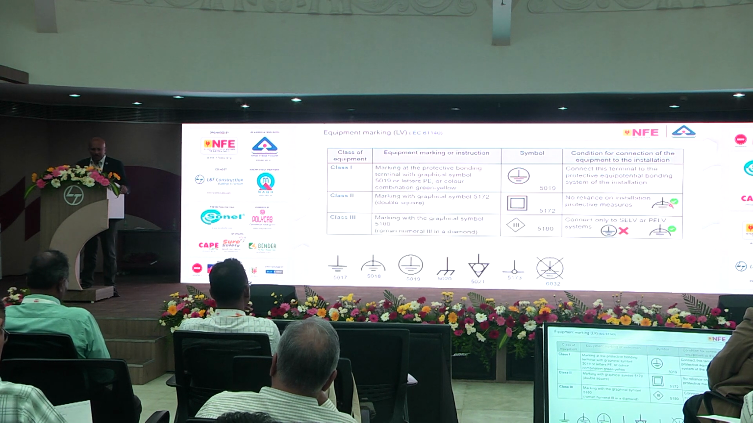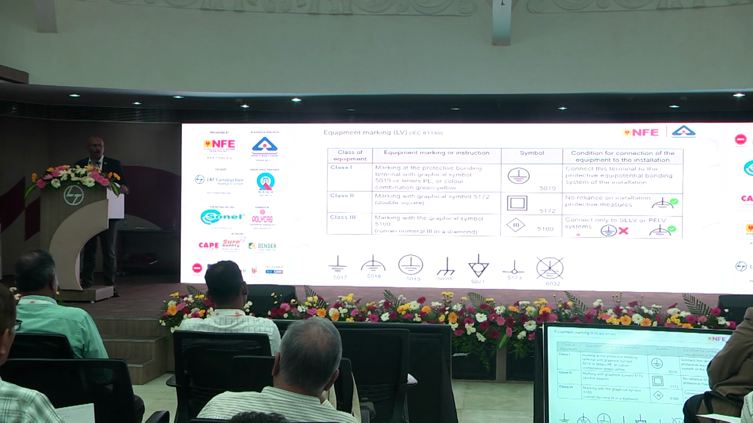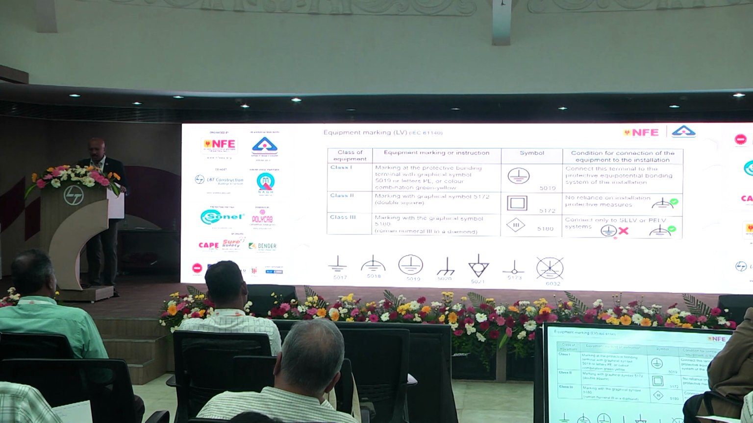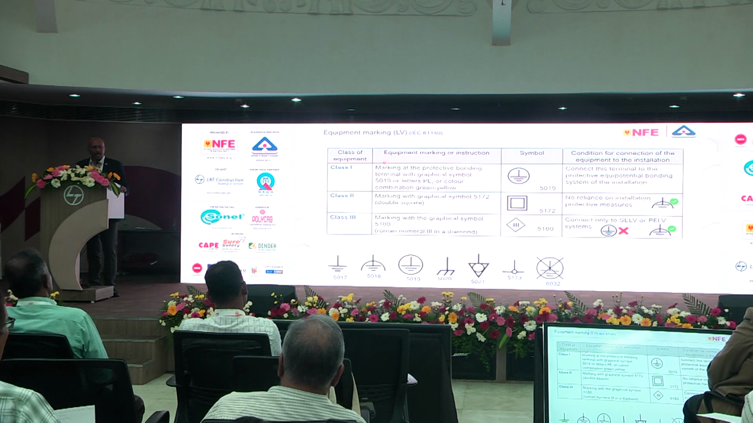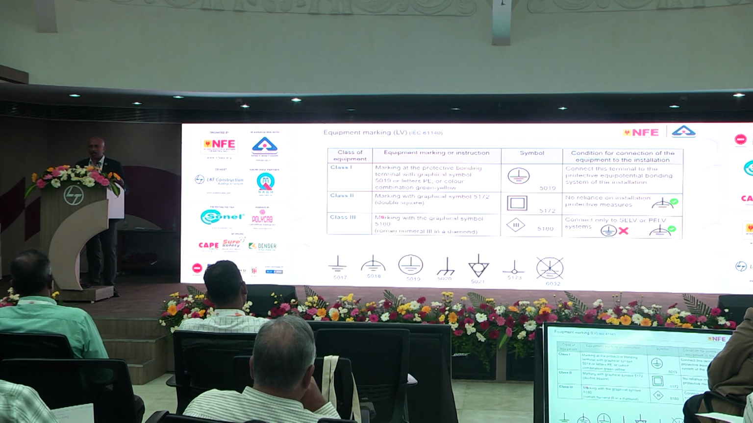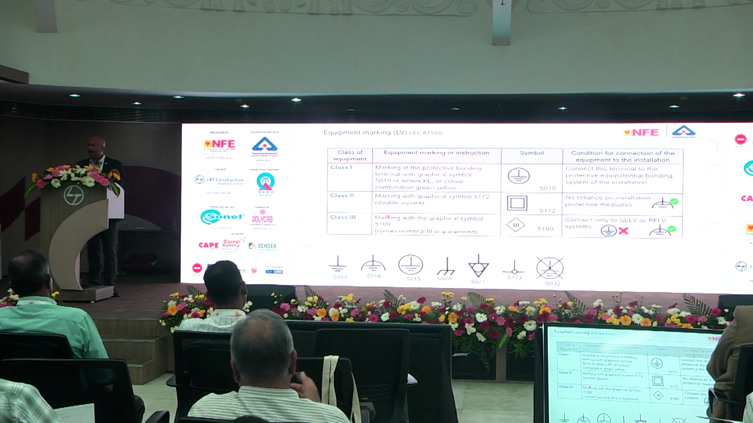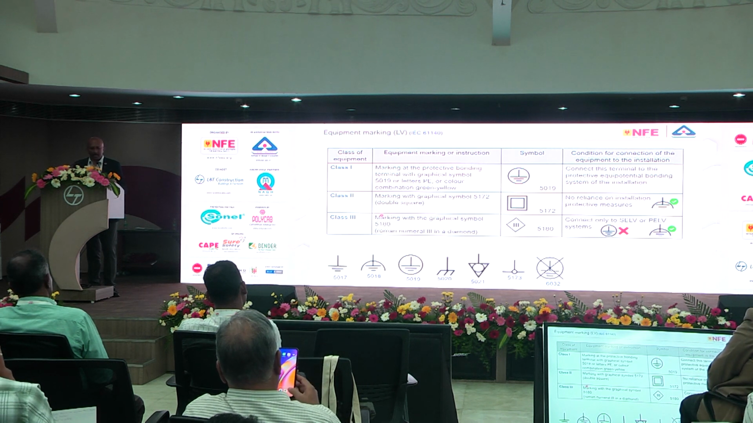The third type of equipment is called a class 3 device. These are extra low voltage devices where the operating voltage is very small, not enough to create a shock. And class 3 devices may have functional earthing. So there are 3 types of equipment: class 1, class 2, class 3. Shock happens from the class 1 apparatus.